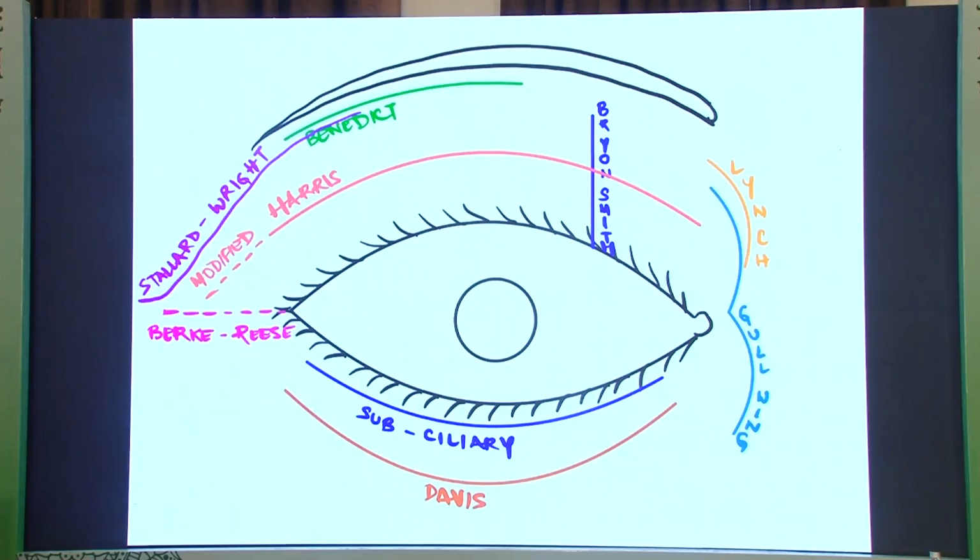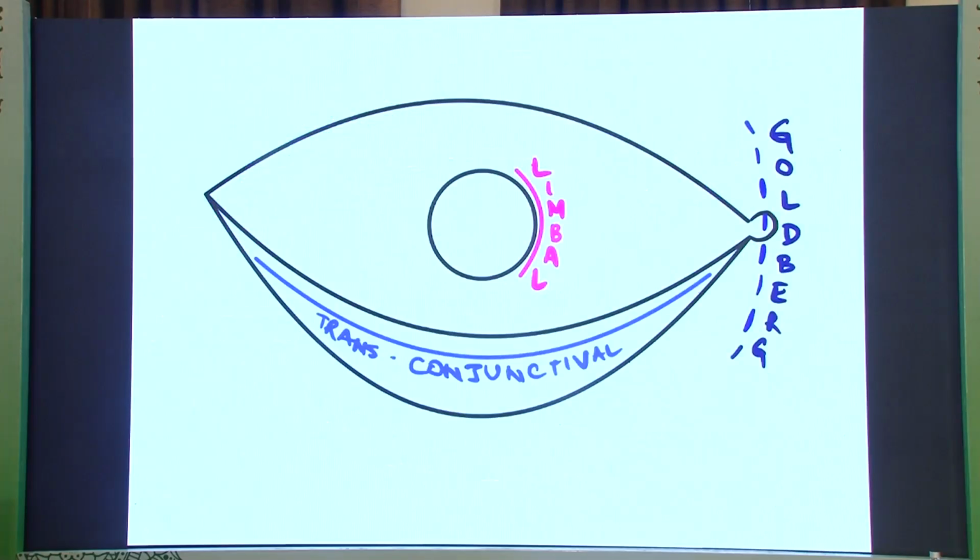Sometimes you also have to go for inferior incisions by subciliary approach, or the Davis approach can be used in patients who have eye bags. So it's easier that when there are festoons, you actually can go inferiorly as well. You have Berke's, and you have Lynch and Gullwing incisions as well. But again, in the transconjunctival world, we have the Goldberg incision, limbal incision, and transconjunctival approach.